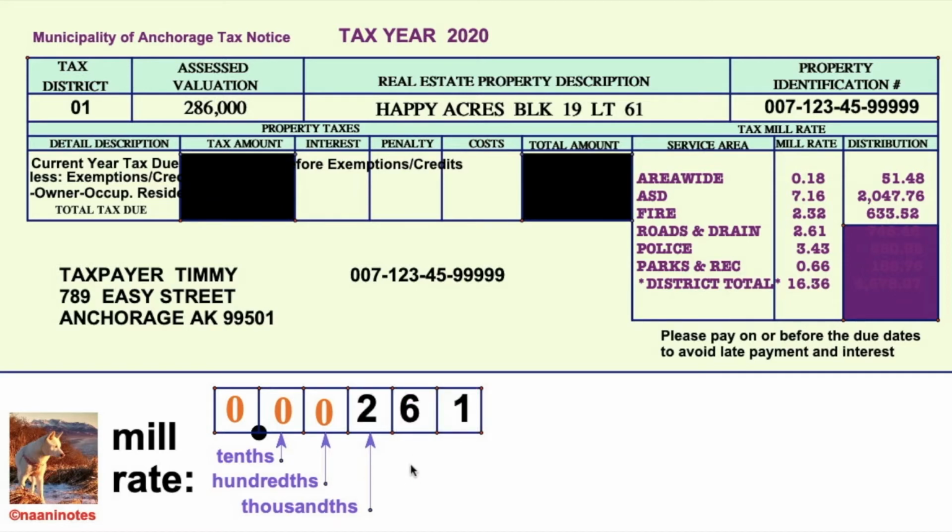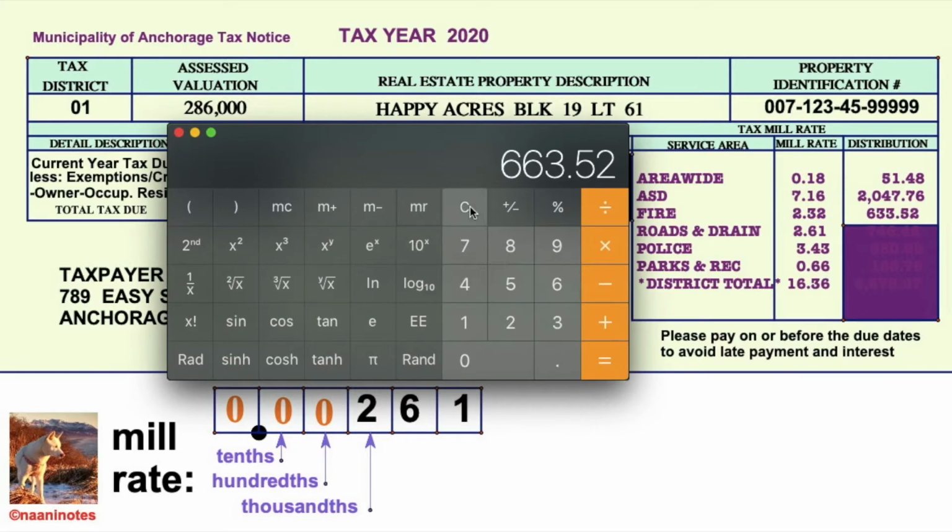2 61/100ths. Pull up our calculator again. Let's clear it. And we'll put in our memory. And I'm going to multiply times 0.00261 equals $746. Okay, well, let's slide that down.